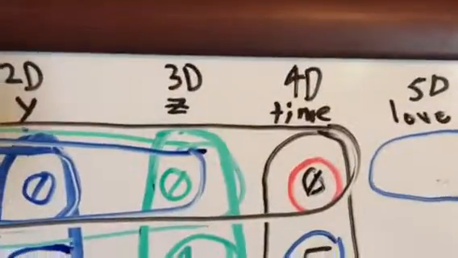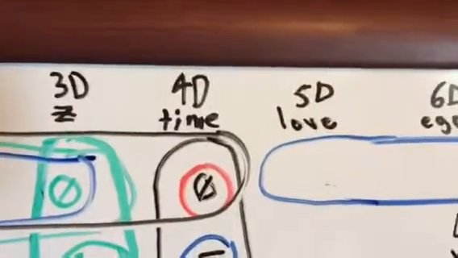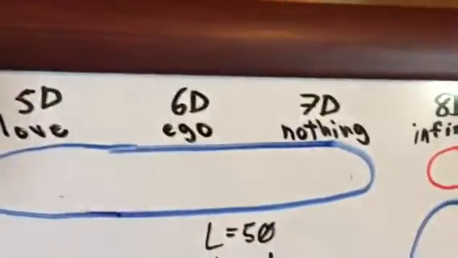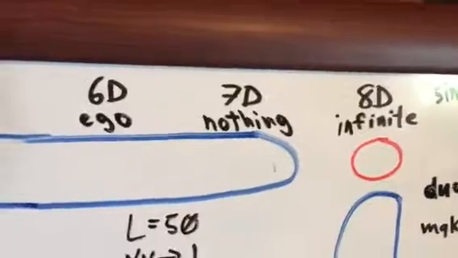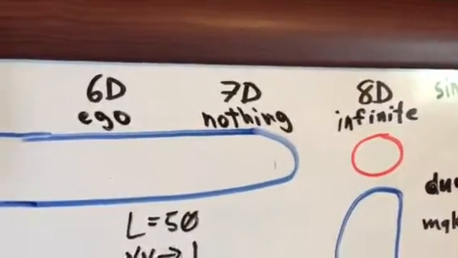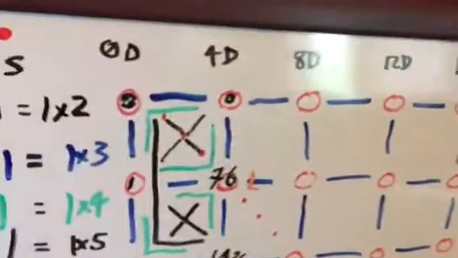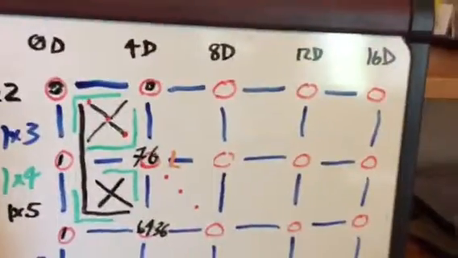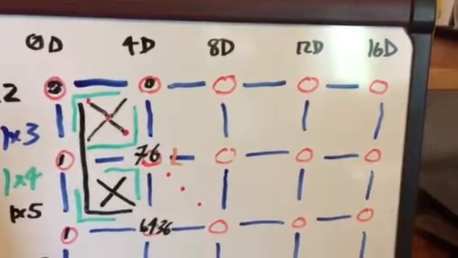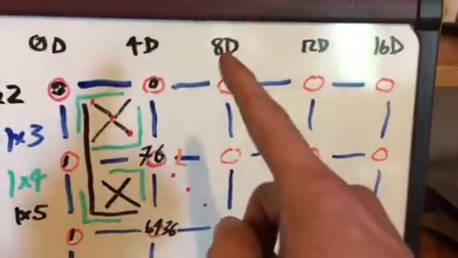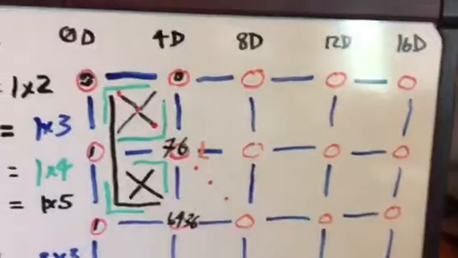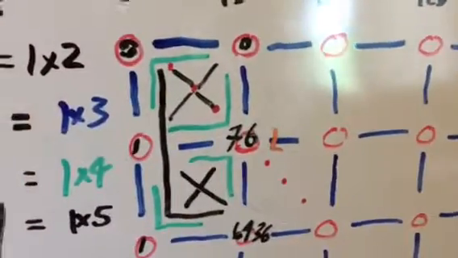the third dimension z for volume, fourth dimension of time, fifth dimension of love, sixth dimension of ego, and seventh dimension of nothing. Now that's very important. Remember that the seventh dimension is nothing, which makes the 8th dimension infinite, because it just goes on and on and on. So when you look at it from more of a micro scale, look at your nodes. It goes to 16D now. There's your infinite.